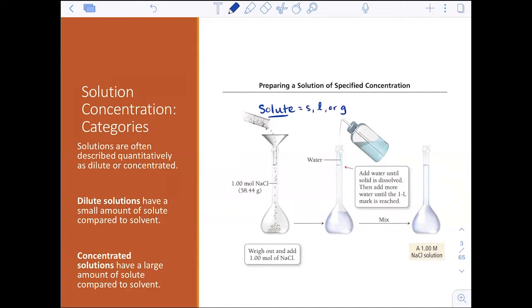So we won't see a lot of gases as solutes, but I just wanted to make sure that we know they're there, they're real life, they exist.